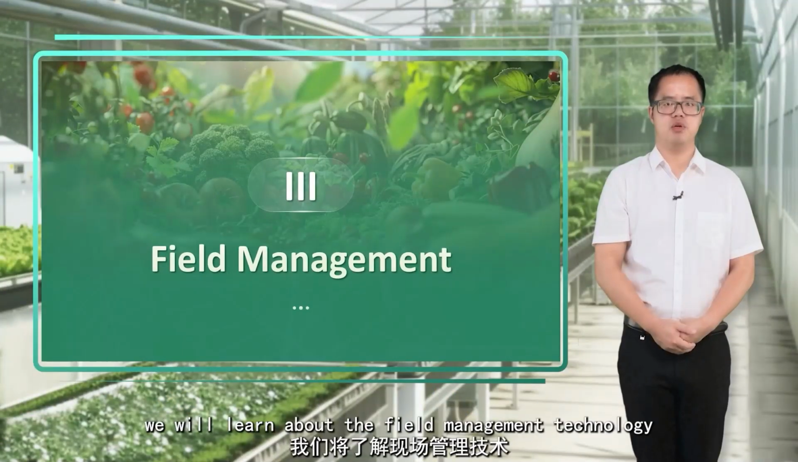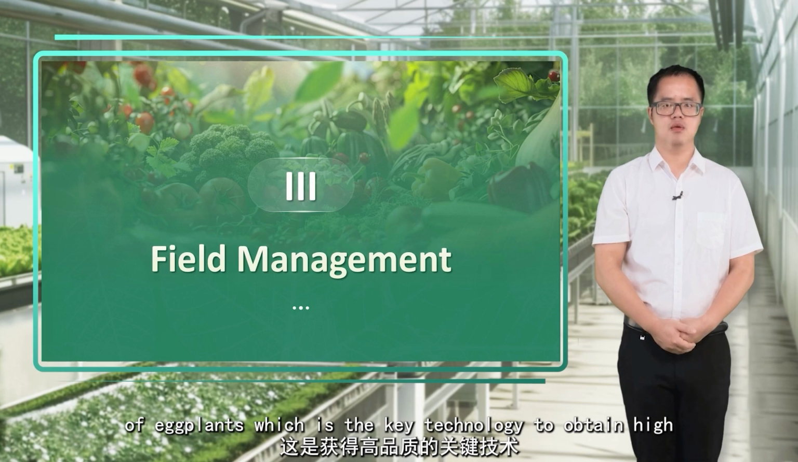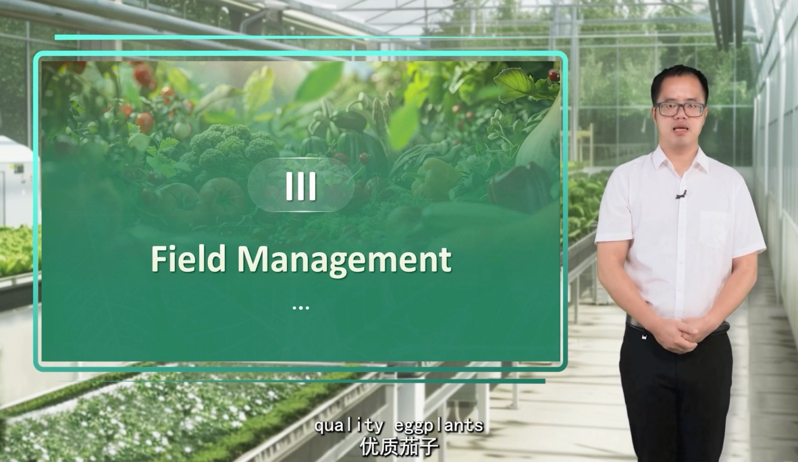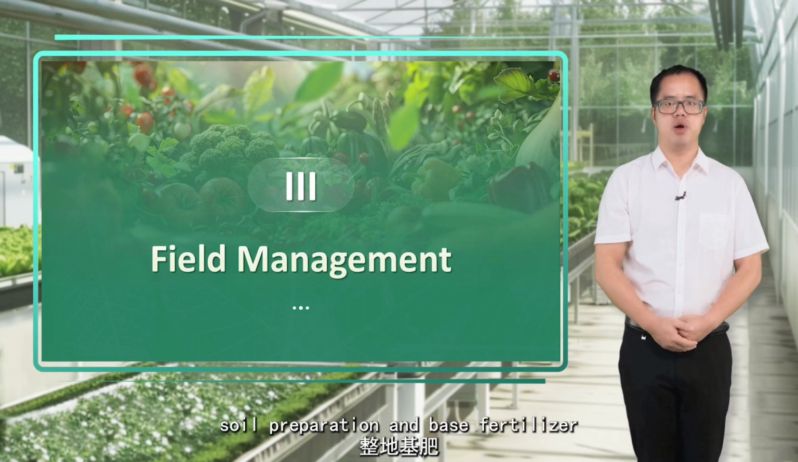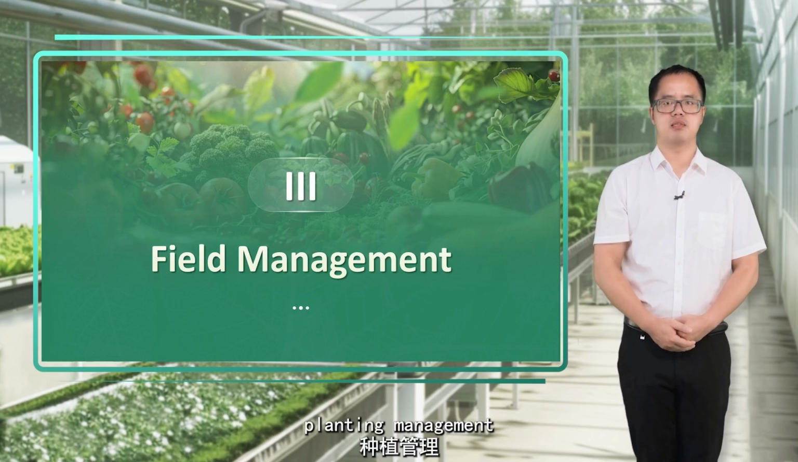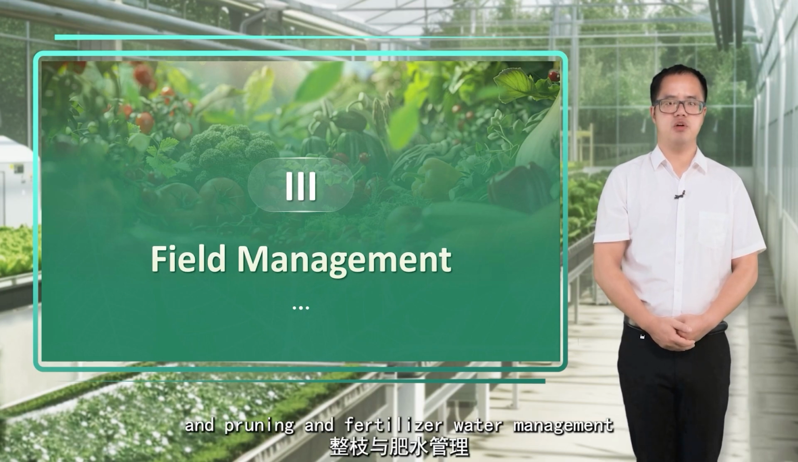Next, we will learn about the field management technology of eggplants, which is the key technology to obtain high-quality eggplants. It mainly involves learning about 3 aspects: soil preparation and base fertilizer, planting management, and pruning and fertilizer, water management.